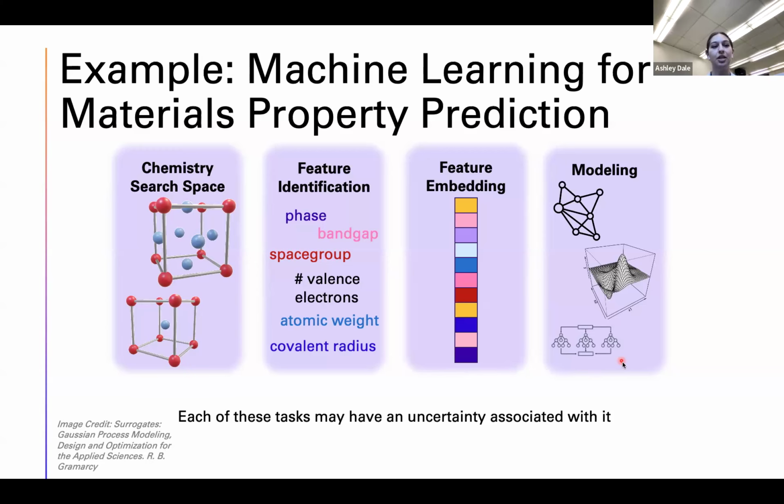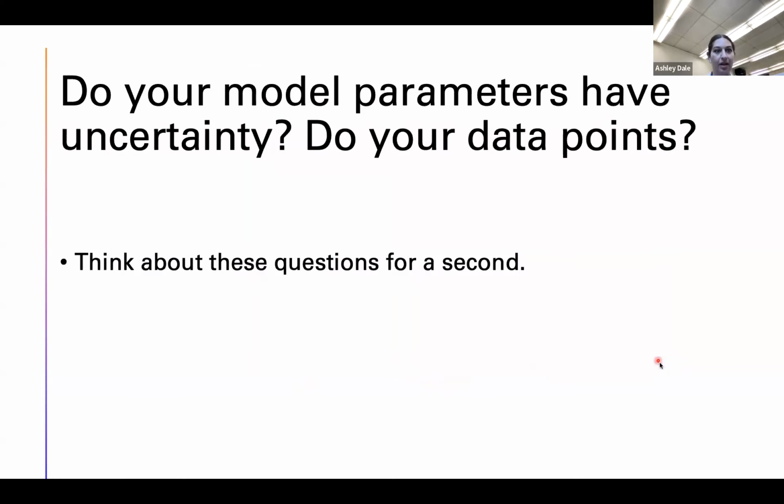But the idea here is that each one of these steps has an uncertainty associated with it, right? How do I know I'm looking in the right range of chemistry compositions? How do I know I have the right features that I've selected from my model? How do I know I've chosen a good representation of those features? And how do I even know I've chosen the right model? Right? There's uncertainty associated with each of these things. So now I'm going to ask you a question and go ahead and think about it for a second. But do your model parameters have uncertainty? And do your data points have uncertainty?